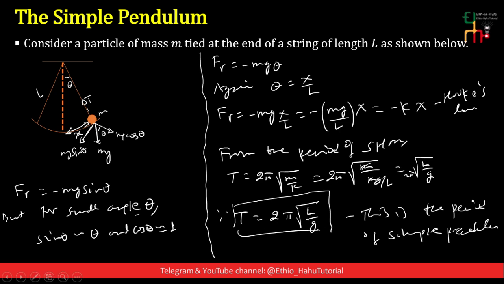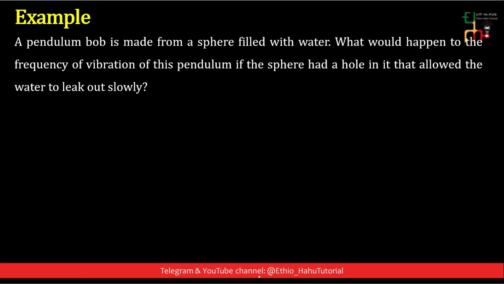Having seen this, let's do an example. The first example says a pendulum bob is made from a sphere filled with water. What would happen to the frequency of vibration of this pendulum if the sphere had a hole in it that allowed the water to leak out slowly?